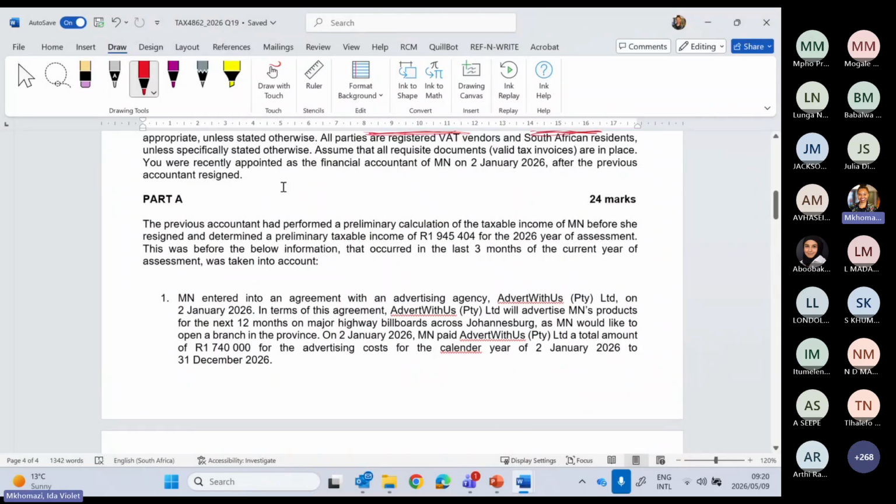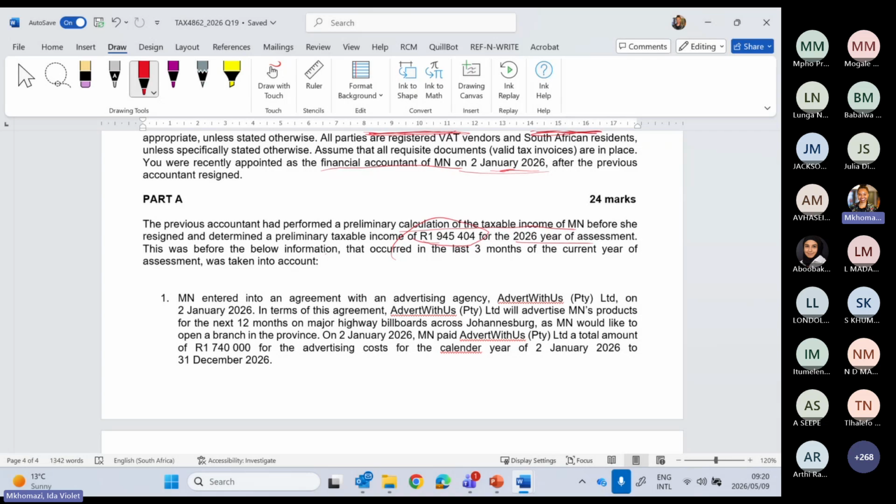Then other information, they said that you are now the accountant of MN and you've been appointed since the 2nd of Jan. The previous one had determined a preliminary taxable income of 1.9 million for the 2026 year of assessment. However, the below information that occurred in the last 3 months of the current year was not taken into account. So now let's get into each transaction.